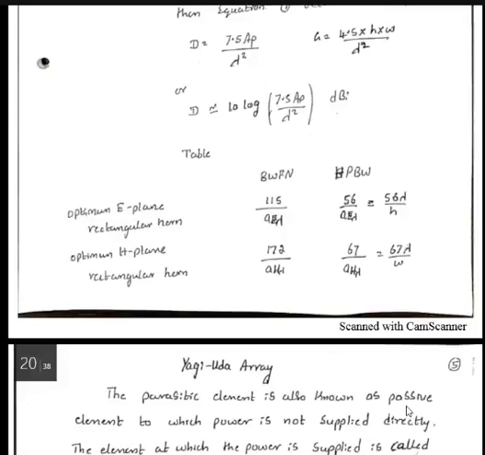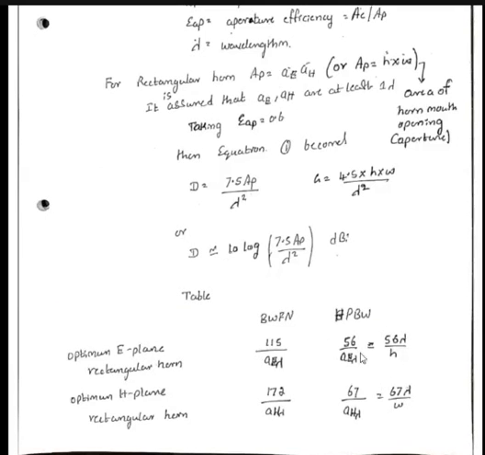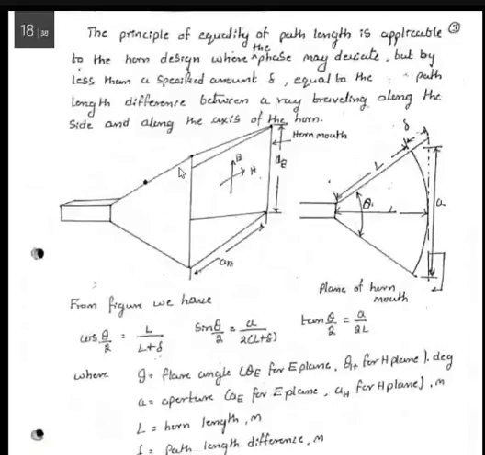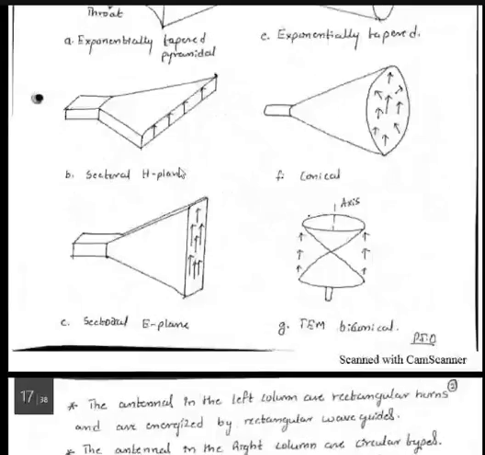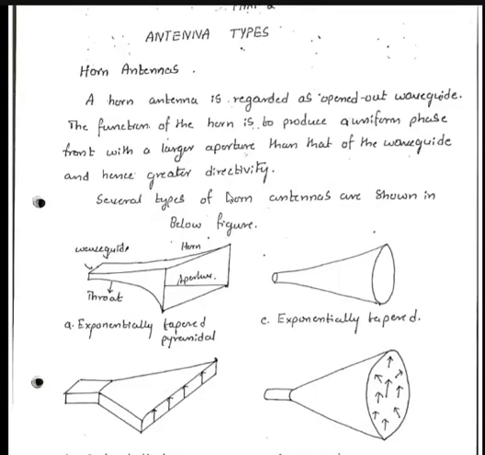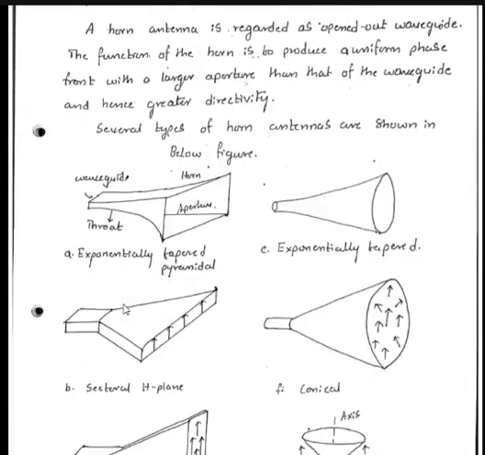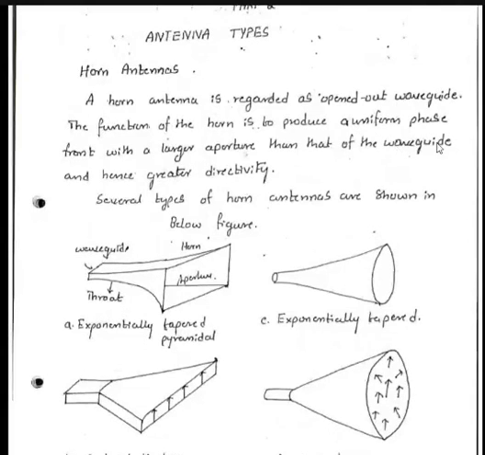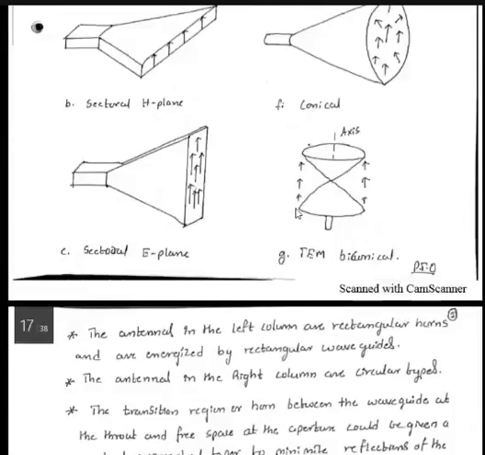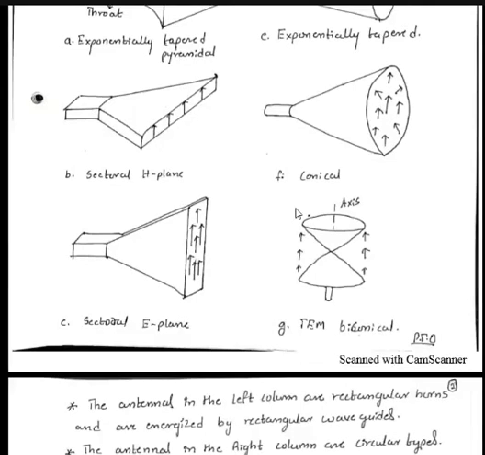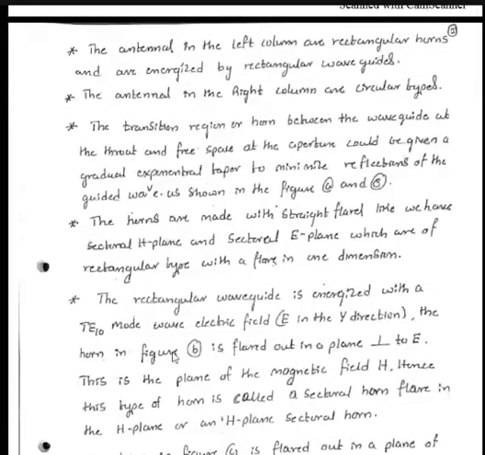So this much is regarding the rectangular horn antenna. As I mentioned, I'm going to revise once. You have to remember this definition of the horn antenna, and then the types of horn antenna. One more thing to remember: it will have uniform phase as it has a larger aperture, and hence greater directivity. These are the types of horn antenna, and these are the basics which I have discussed just now.